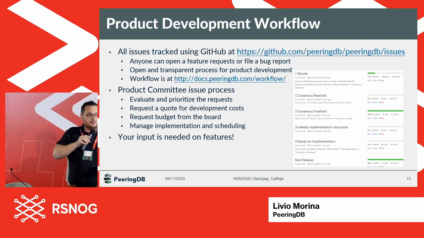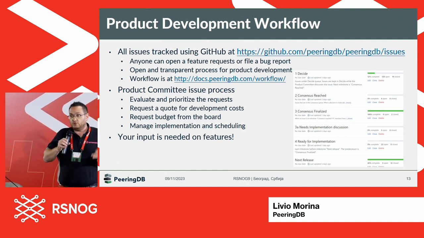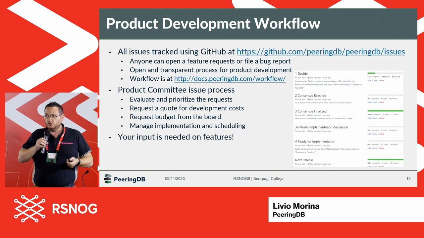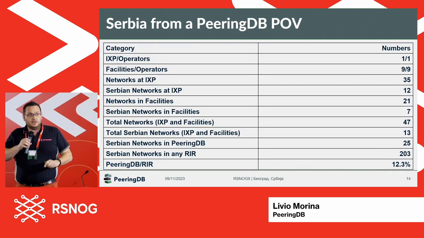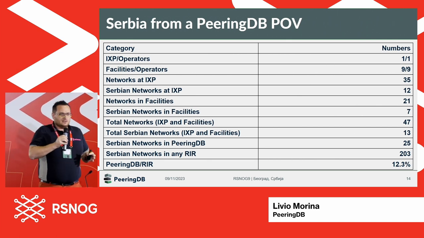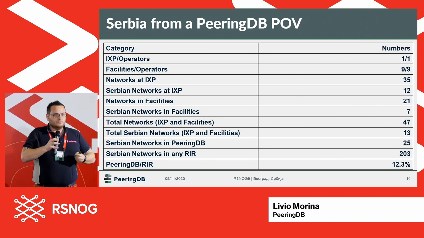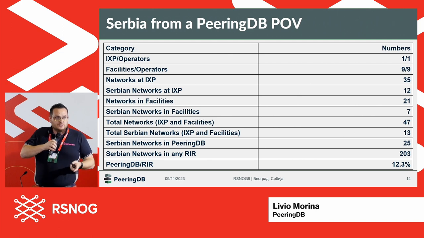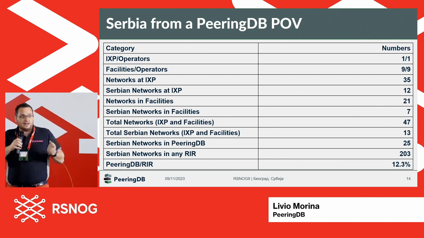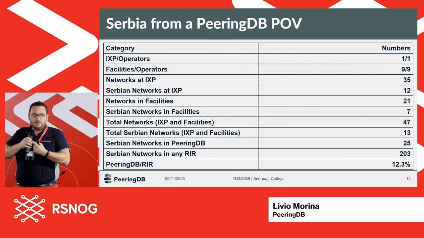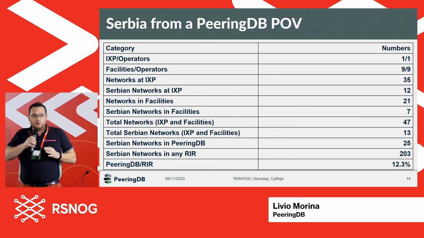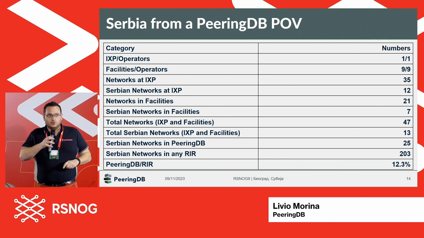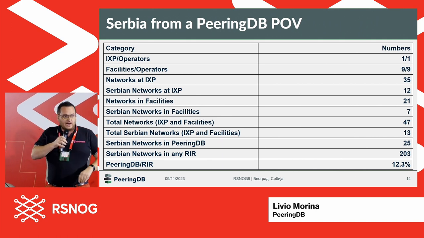Here is the process of our development. If the slides are shared on the website, you can take a look. This is Serbia from our point of view. As I told you, it is not so widely used. We can see that in Serbia you have one IXP that is owned by one operator, nine facilities owned by nine different owners. There are 35 networks in the IXP, and so on.